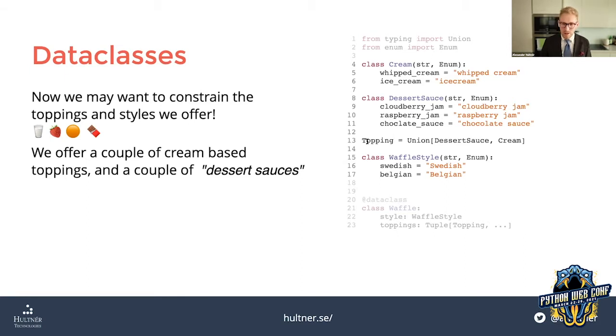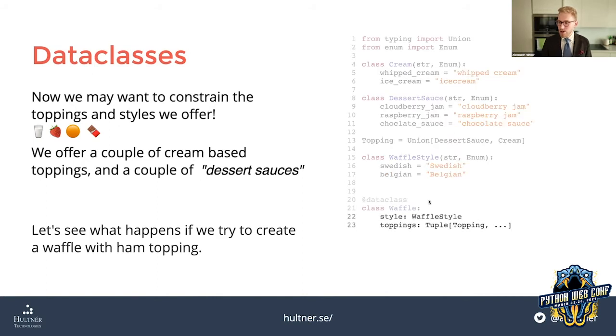So the toppings then is a type that's the union of dessert sauce and cream. So this is just a type alias. And then we have our waffle style, which is also an enum. And for our cafe, we're going to have Swedish and Belgian. And then we're going to just change our types for our data class to style: WaffleStyle. And the toppings is now a tuple of toppings instead of strings.